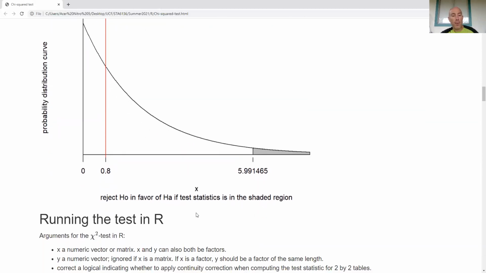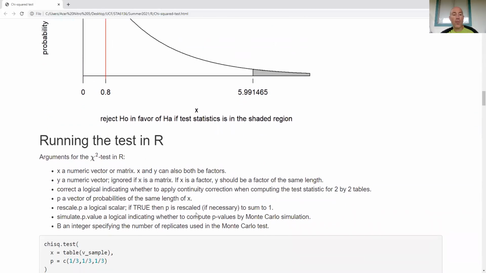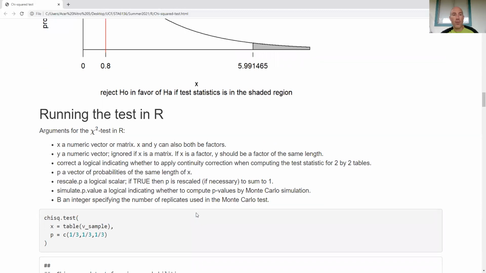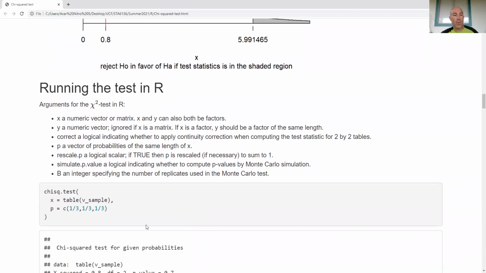Okay. So now I could also do this with R. I could just have R do the computations for me. Okay, so here what we're going to do, I'm going to use the chi-squared test in R. X is a numeric vector or matrix. Y is another vector. So if I have two categorical vectors, I can put those in. Correct is a correction term when I'm using 2 by 2 tables. It's not applicable here. It's only applicable when I have 2 by 2 tables.